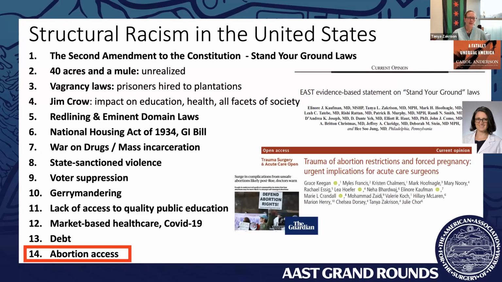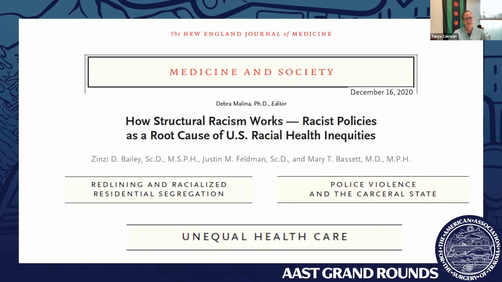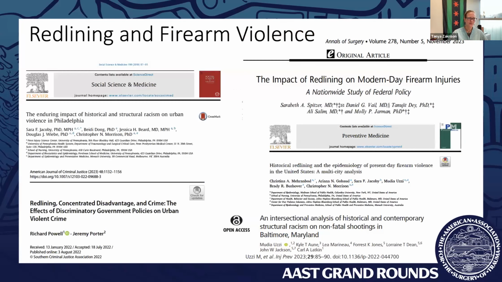Another example is abortion access, where with the Dobbs decision, the overturning of Roe versus Wade, we already see increased mortality and morbidity, specifically of women of color. So again, Bailey and her colleagues have talked about structural racism, and they've honed in on certain policies that are the root cause of the health inequities we see today. And it's important to discuss these.